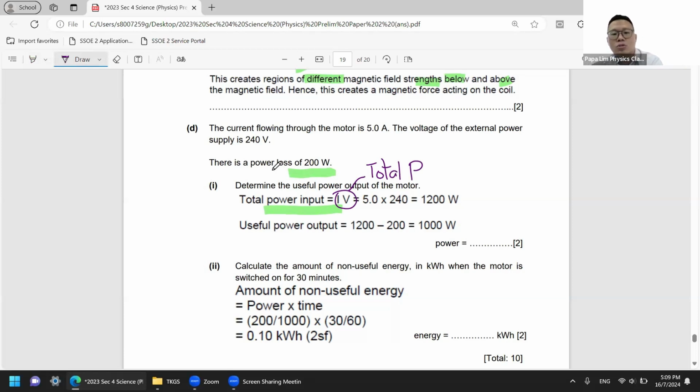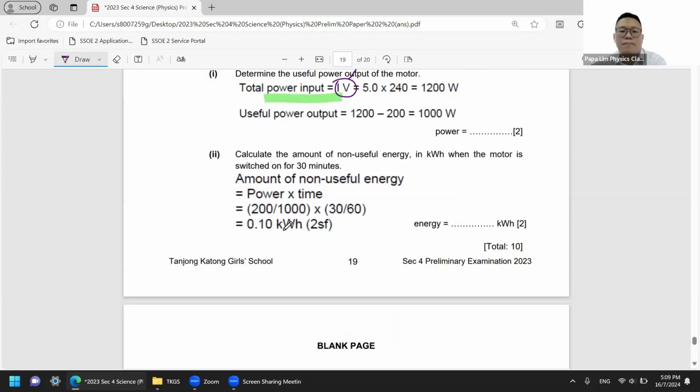For parts D1 and D2, D1 is not a big issue. D2 is also not much of an issue except for some conversion. Now, when we look at kilowatt hour, just take note: whenever we use kilowatt hour for energy, we all know the formula is energy equals power times time. We are very comfortable with using SI units, and we have to use SI units in most formulas. But in this case, the question specifically says energy has to be in kilowatt hour.